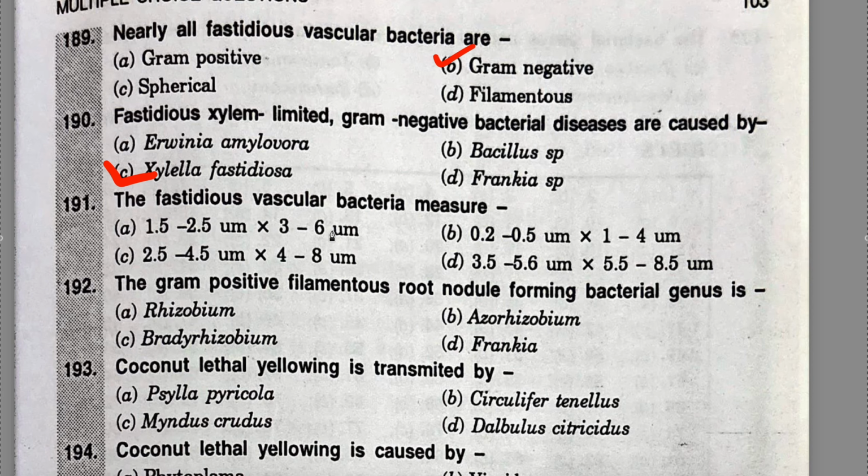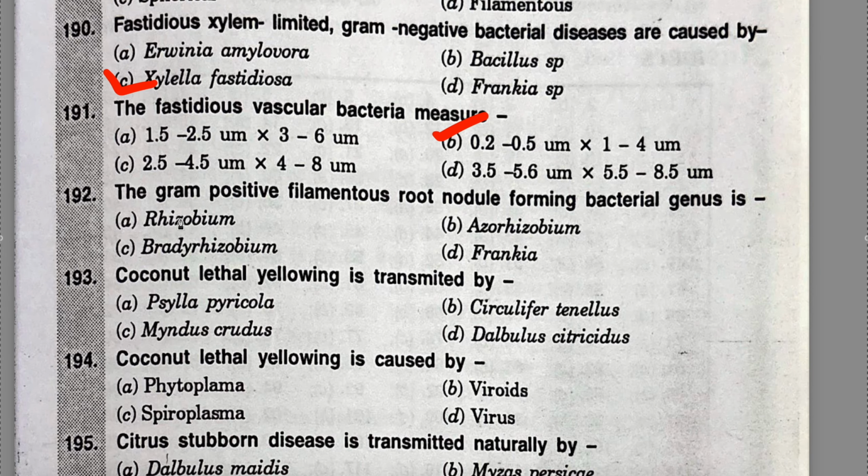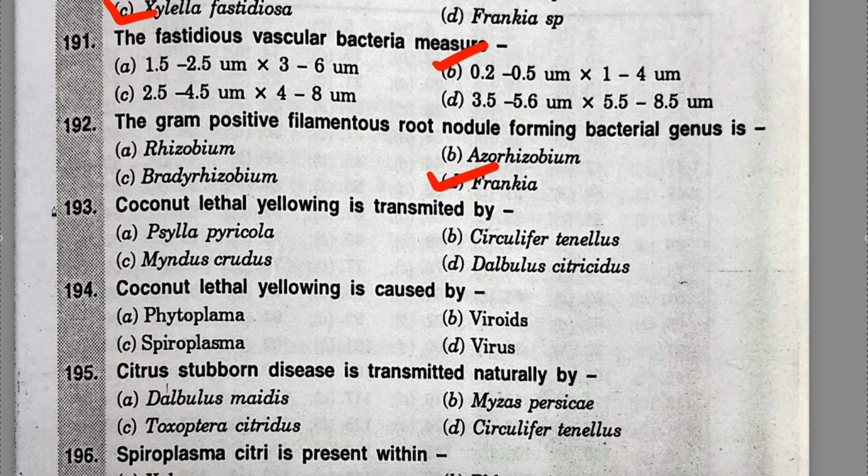191. The fastidious vascular bacteria measures. Please look at the options of 191. The answer is option B. 192. The gram-positive filamentous root nodule forming bacterial genus is Rhizobium, Azorhizobium, Bradyrhizobium or Frankia? Answer is option D, Frankia.